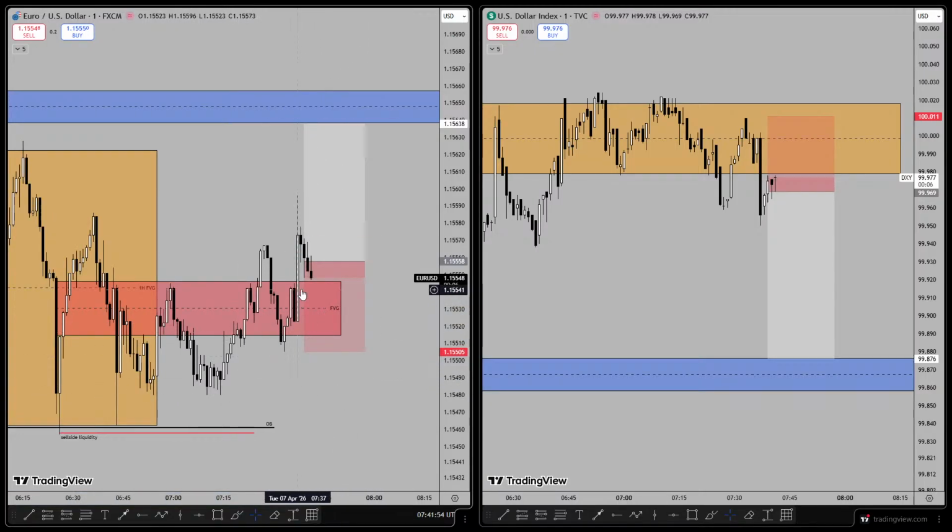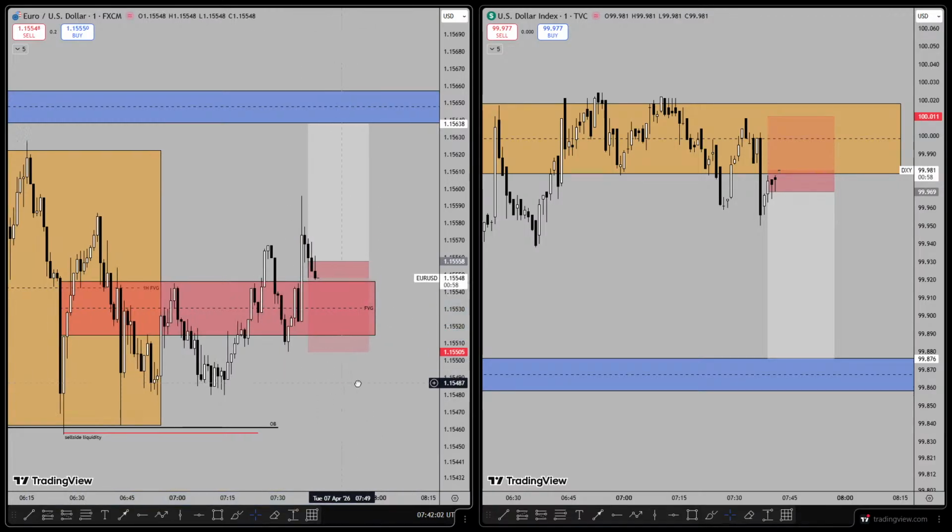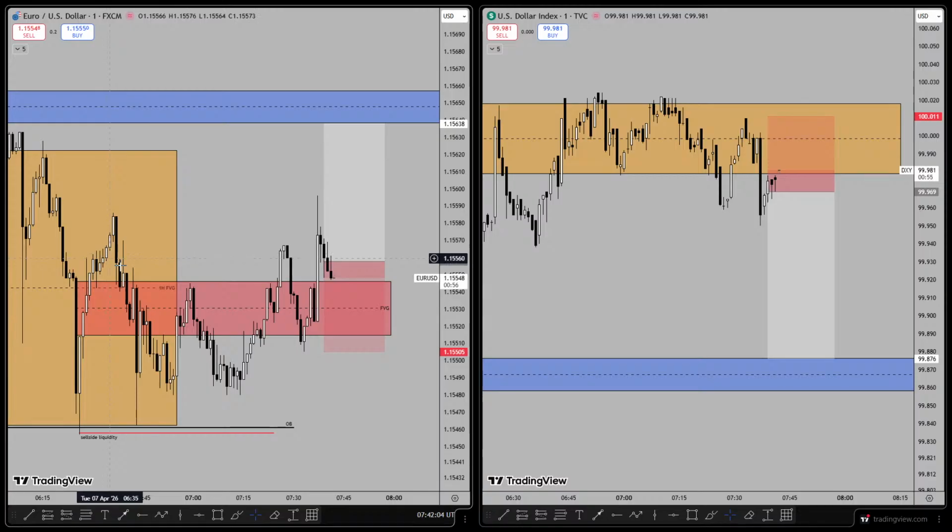Now, this is the third time the price has traded above the fair value gap, the 1 minute inversion fair value gap. Here's the first attempt, the second attempt, and the third attempt.